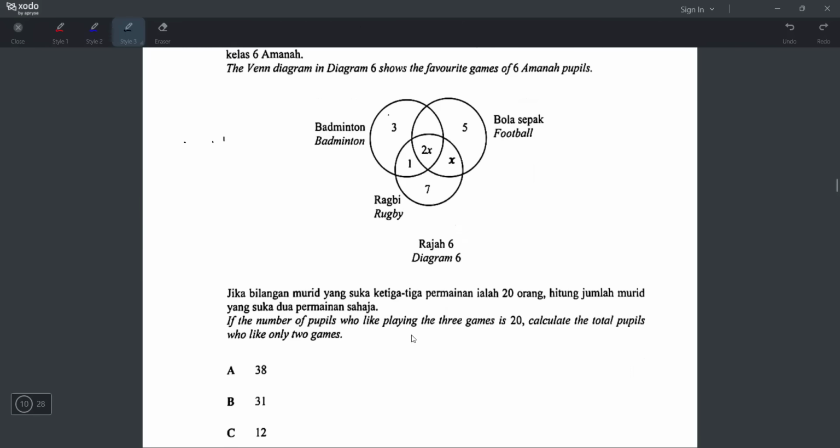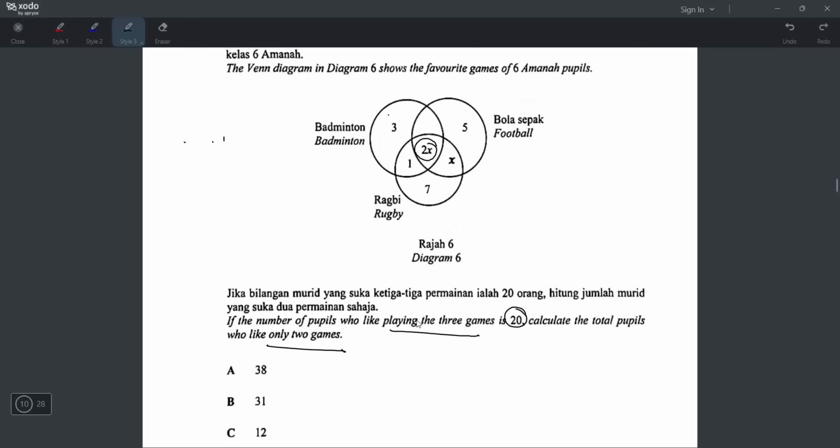If the number of pupils who like playing 3 games is 20, you don't think that, oh, also all this number add up to 20. No. Playing 3 games means only the 2x. Only the 2x. So calculate the total pupils who like only 2 games. Alright, I think I need to find x first. Then only I can find the students who like only 2 games.